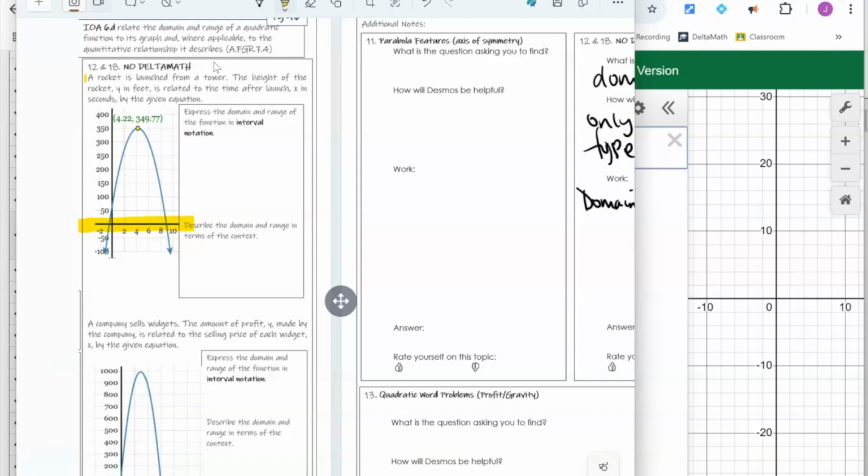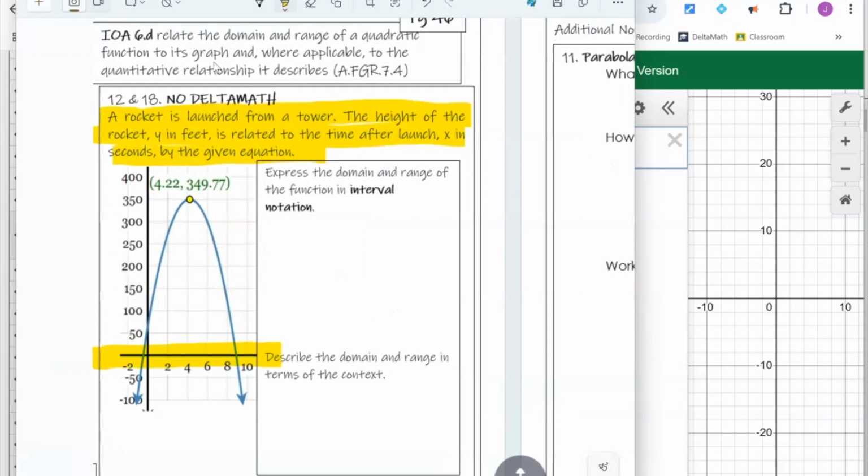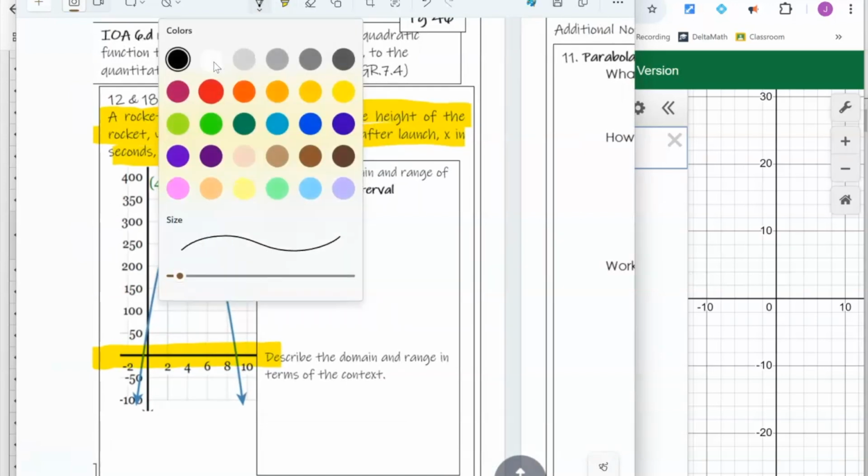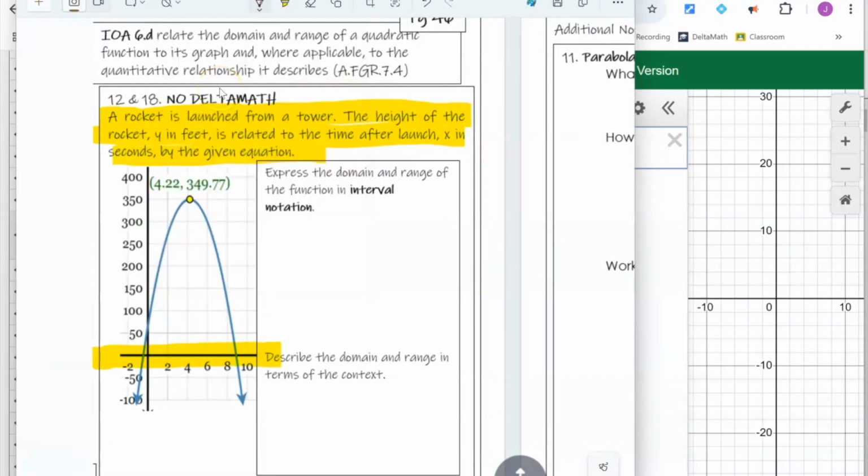How do you know that? Because it gives you a story. You have to think through what this story is saying. So let's look at it. The rocket is launched from a tower. So this is a rocket that is launched from a tower. The height of the rocket is y in feet. So I know that this is the height, that's the height in feet. The time after the launch, x in seconds, is given by the equation.